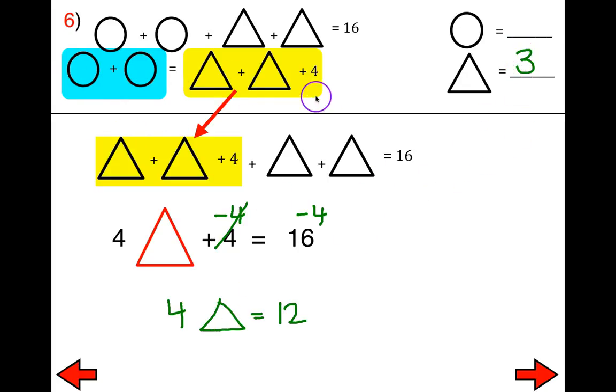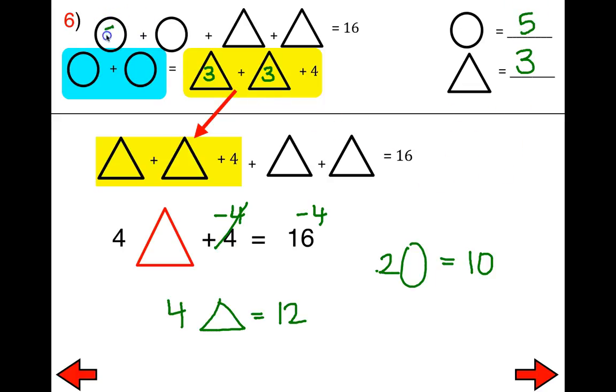So I can use any of these problems to help me figure out what a circle represents. I'm going to go ahead and choose this one right here. It really doesn't matter which one you choose. You want to choose something that you think would be easiest. So here I know that each triangle is worth 3. So 2 circles is going to be equivalent to 3 plus 3, which is 6, plus 4, which is 10. So if 2 circles equals 10, each circle will have to equal 5.